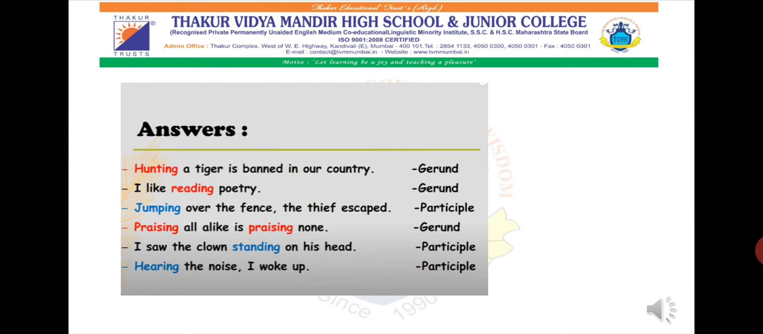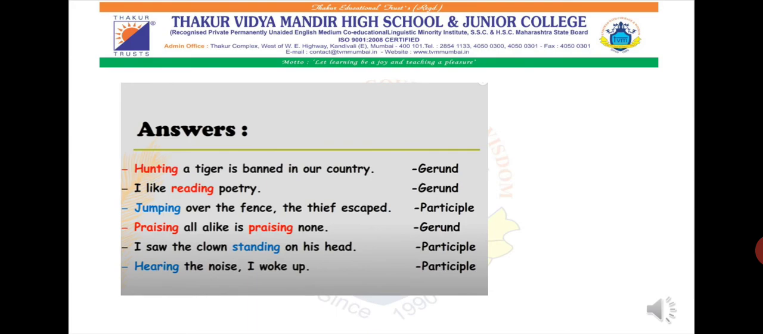Now, the next sentence, I saw the clown standing on his head. Here, some action is taking place. We see someone standing on his head, and therefore when we see an ongoing action taking place, that particular sentence is a participle.